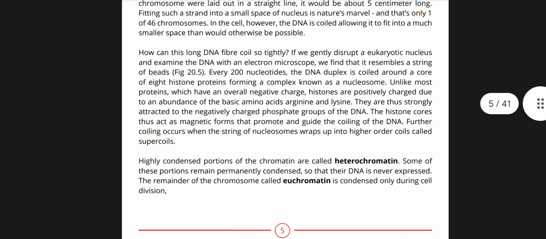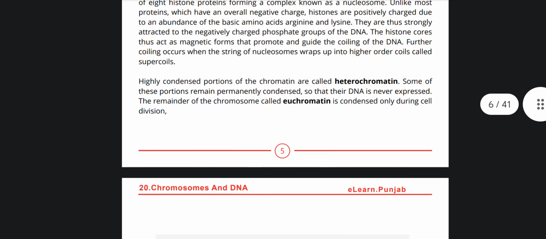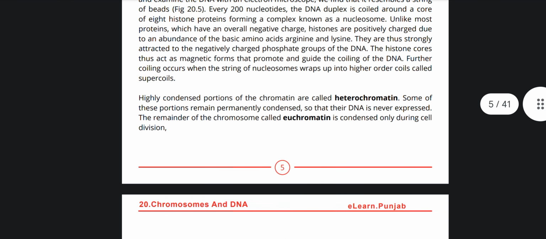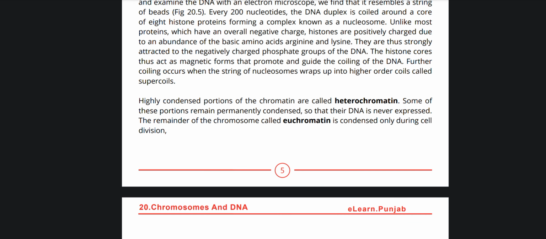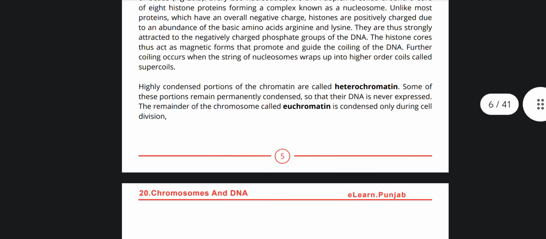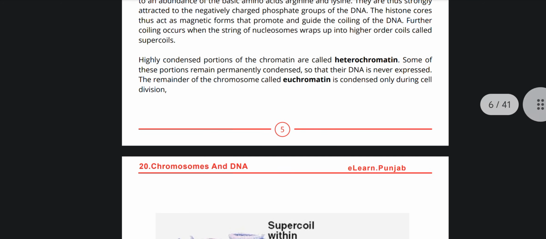Unlike most proteins, which have an overall negative charge, histones are positively charged due to the abundance of the basic amino acids arginine and lysine, and are thus strongly attracted to the negatively charged phosphate groups of the DNA. The histone cores act as magnetic forms that promote and guide the coiling of the DNA.